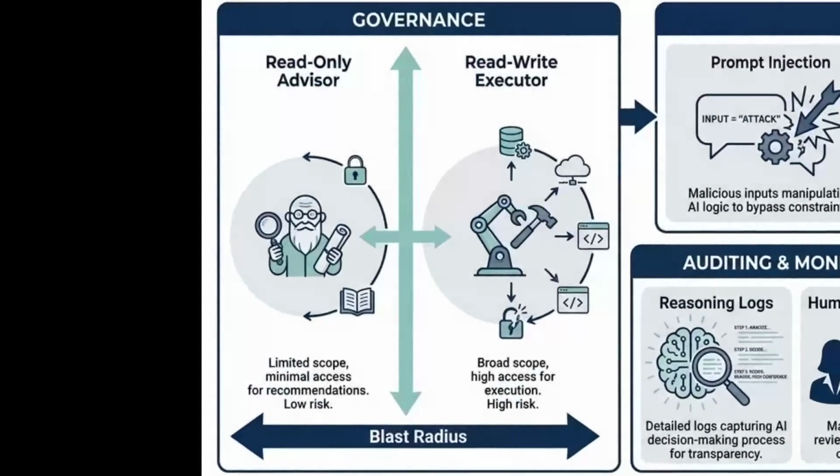When you're setting up smart contract governance, you need to decide how much power to grant and to whom. On one end of the spectrum, you have read-only advisors. Think of them as your governance consultants who can analyze and recommend changes, but can't actually execute anything. On the other end, you have read-write executors with full control to deploy code and modify systems.